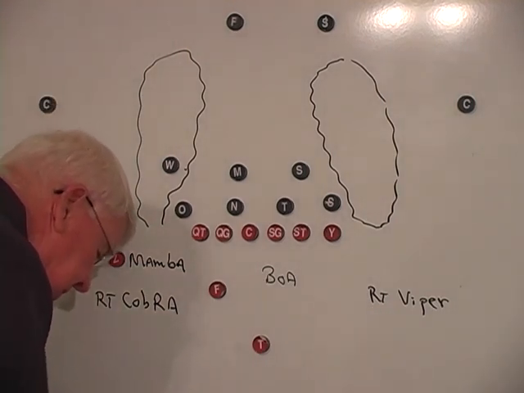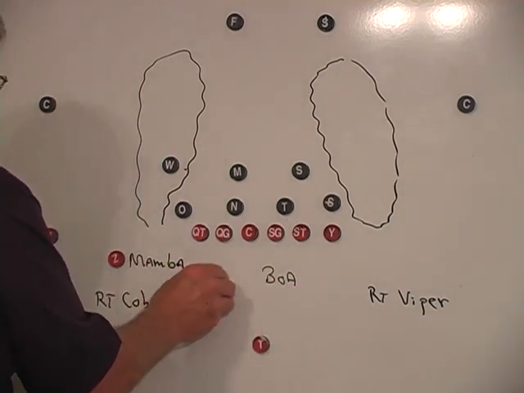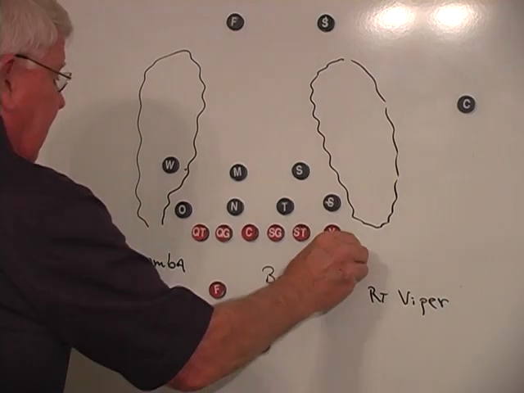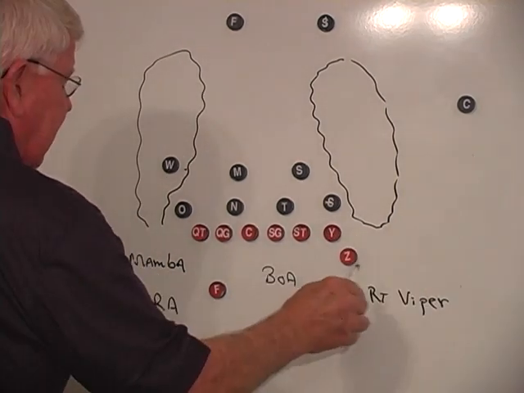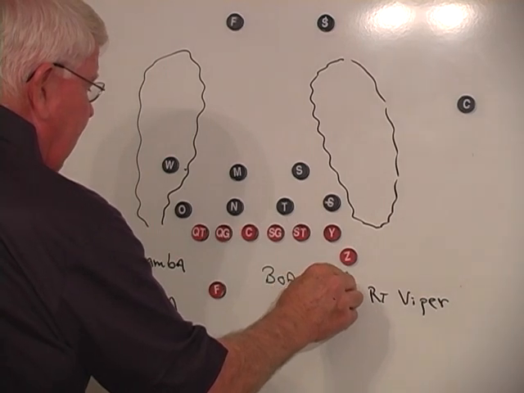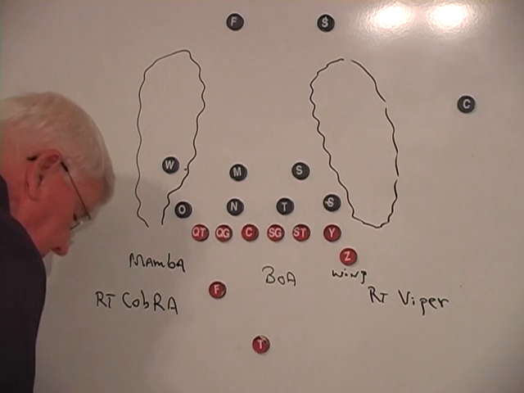Now, let's see, I want to make sure that we also have a right wing position where he would be even tighter than the viper, and this would be our right wing. Of course, we can be in left wing and so on also.